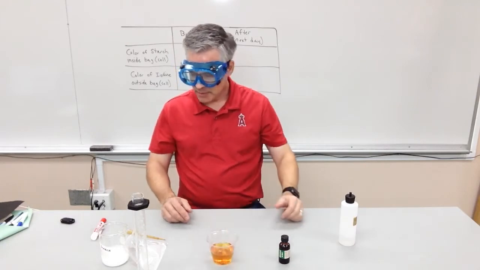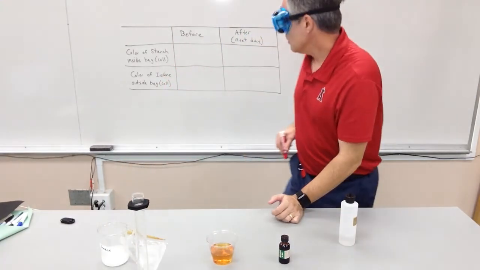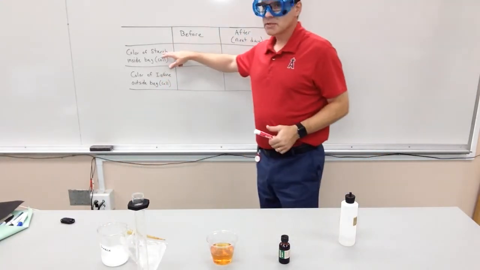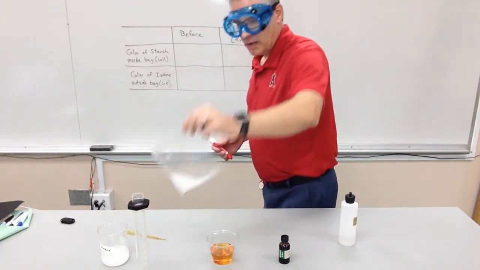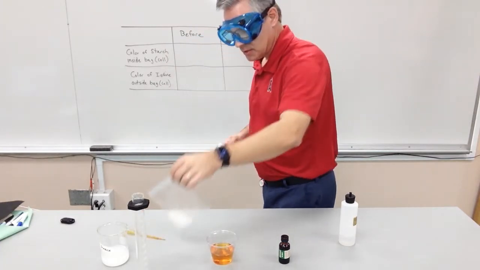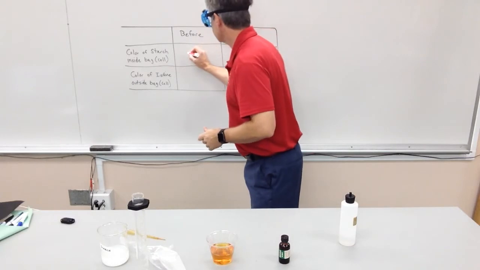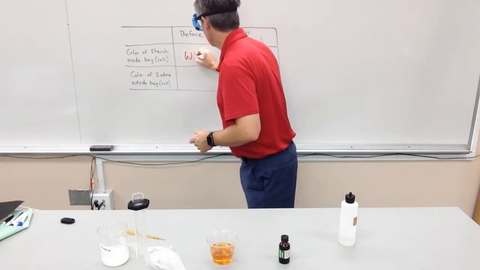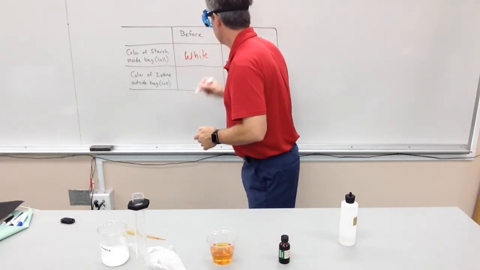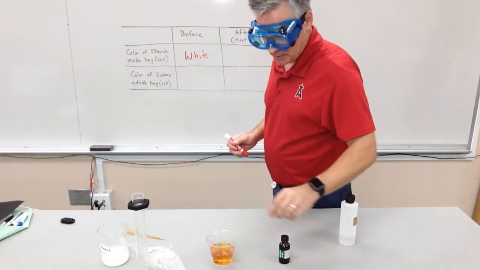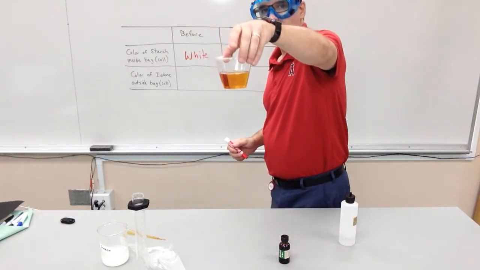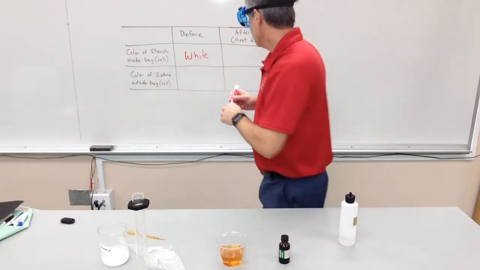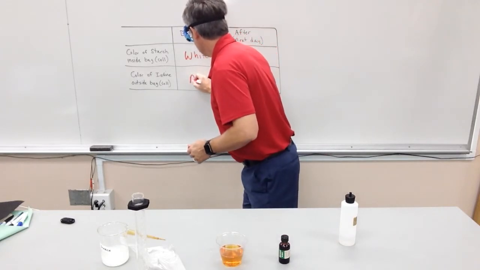If I look at my before pictures, this is what I'm going to put on my data table. The color of the starch, or what's inside the bag before, I'm going to call white because it's kind of cloudy and white looking. And for the cup, I'm going to call that amber. Then I'm going to let you fill in the after.